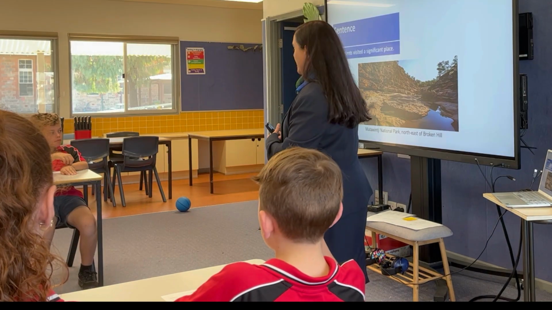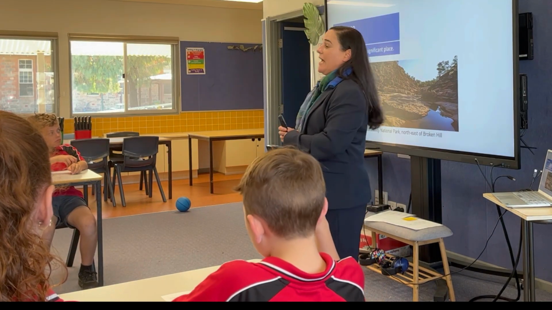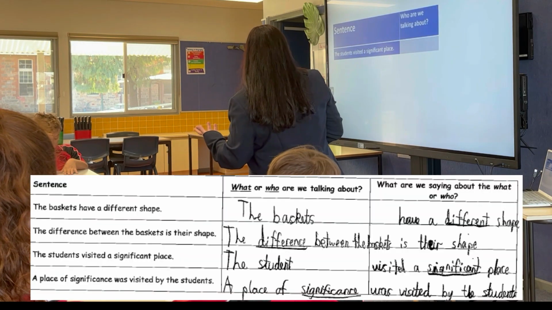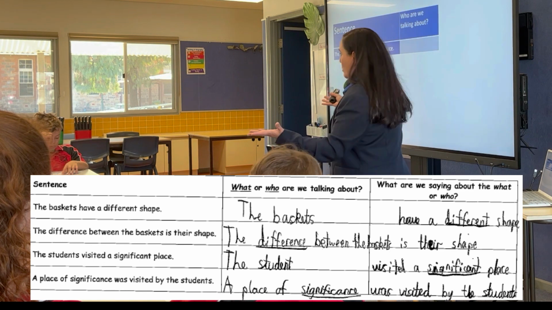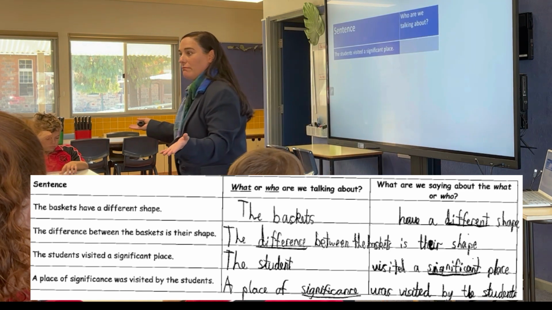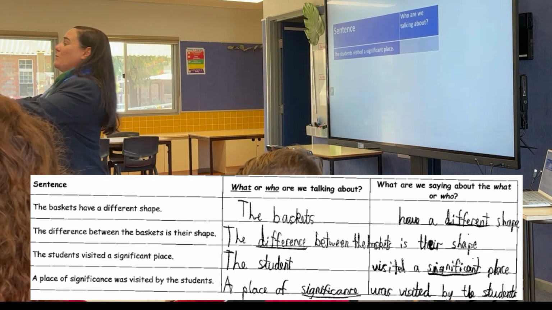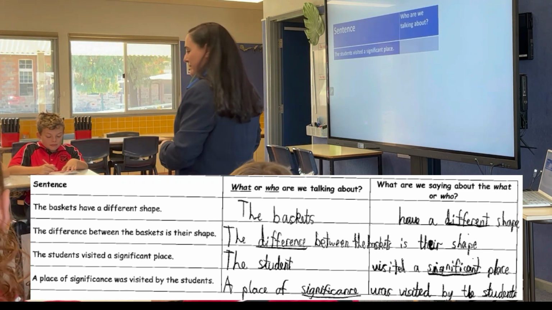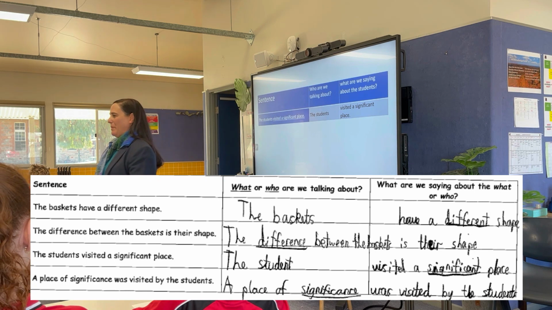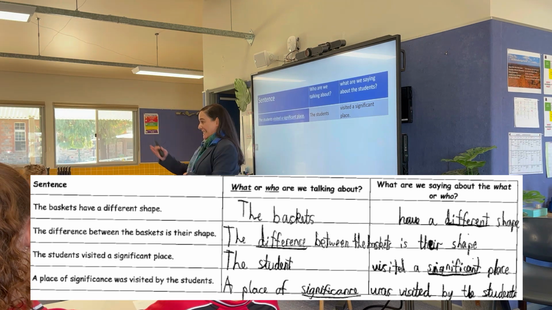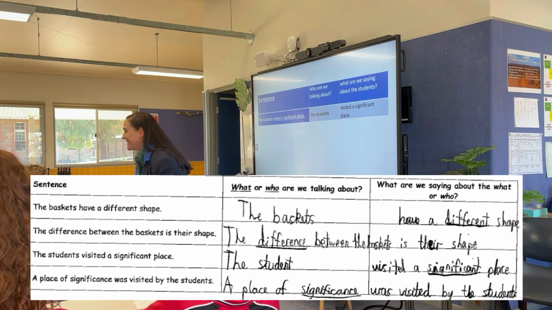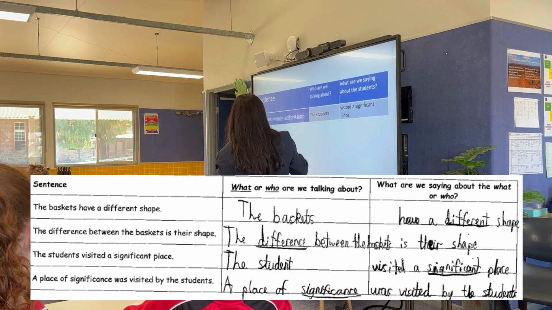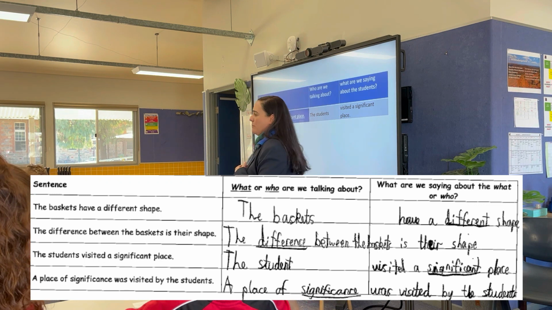The sentence is, the students visited a significant place. Okay? So in this sentence, who are we talking about? Let's all say, who are we talking about? The students. Exactly. Write that down. What are we saying about the students? Have a think. They visited a significant place. Yeah, exactly, that they visited a significant place.